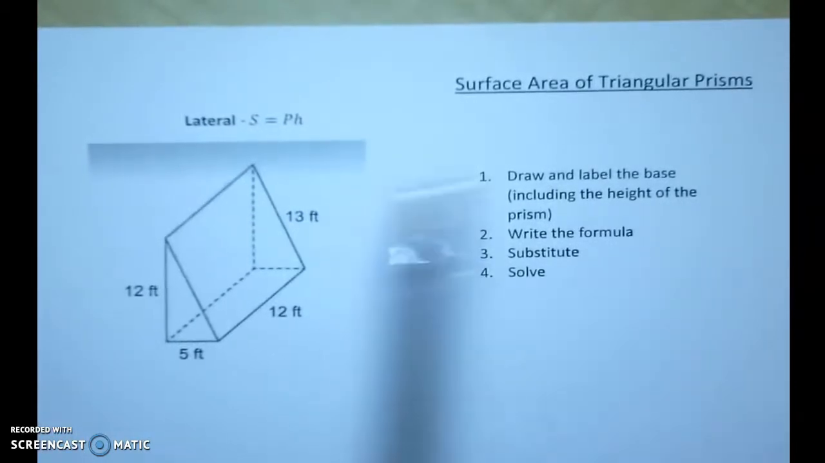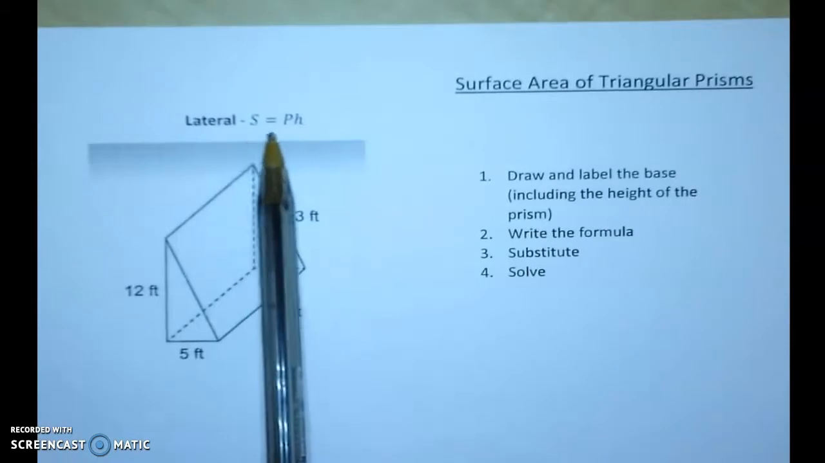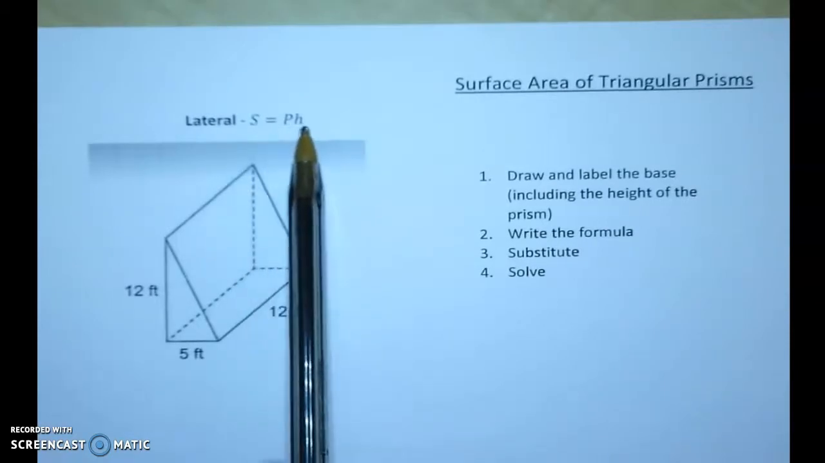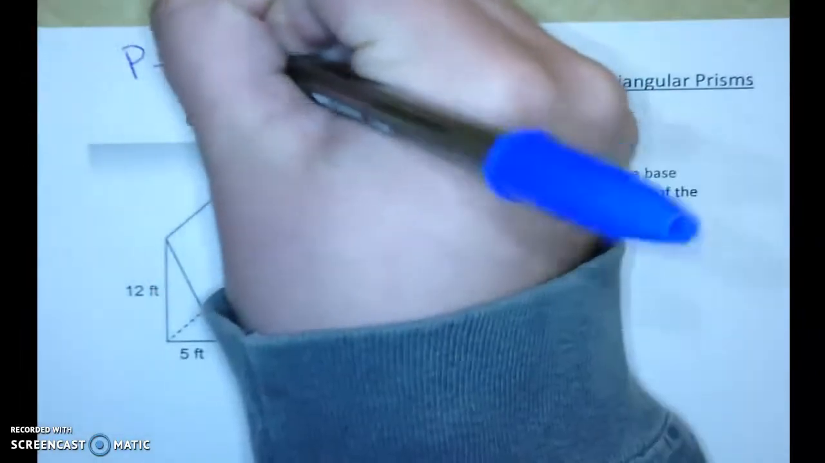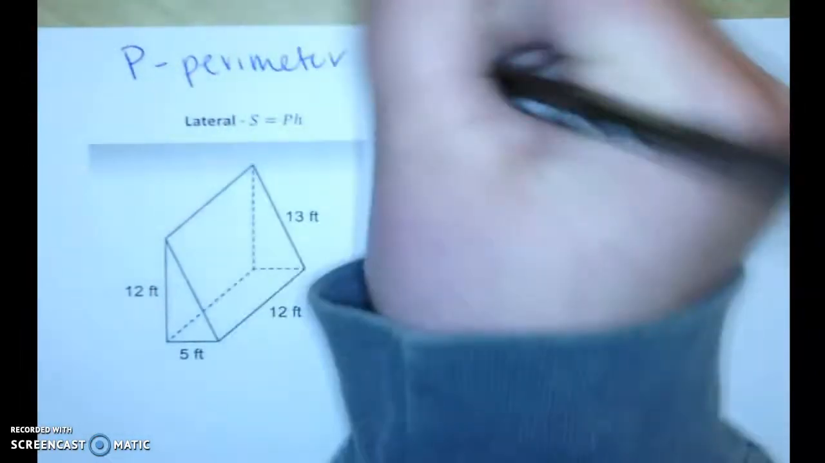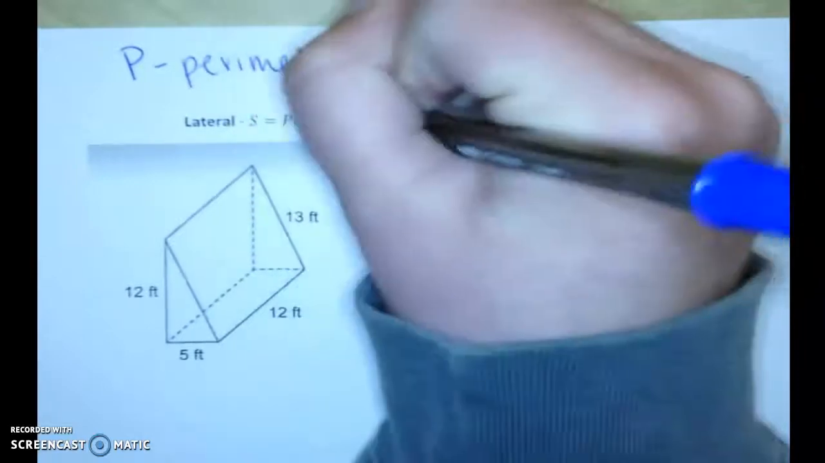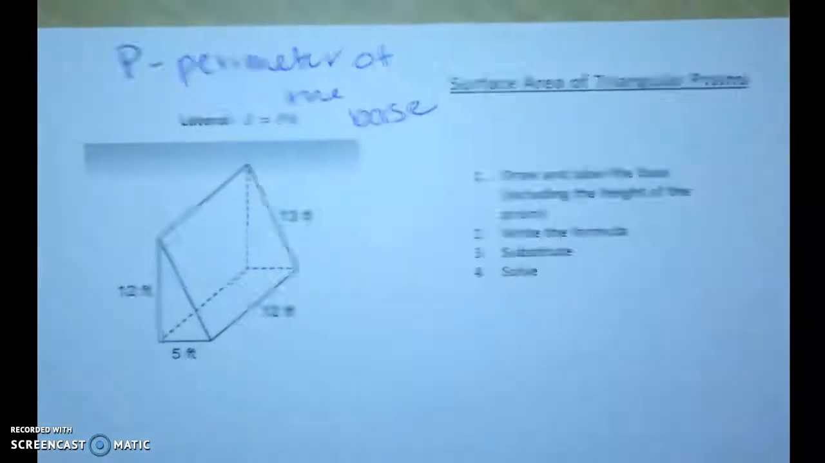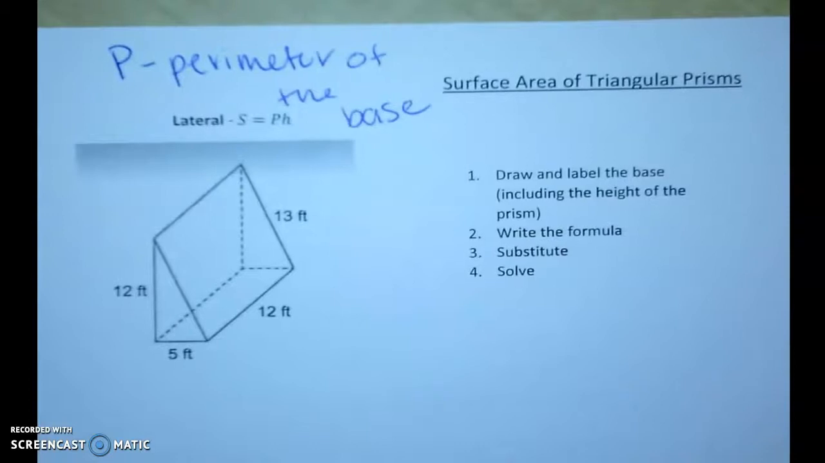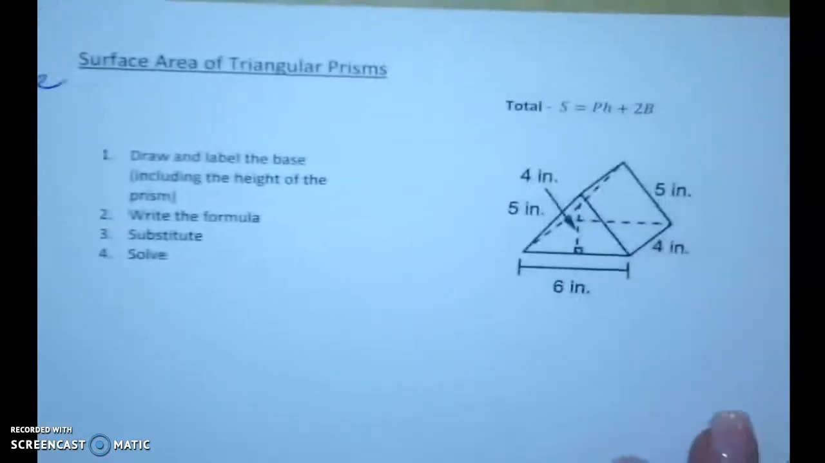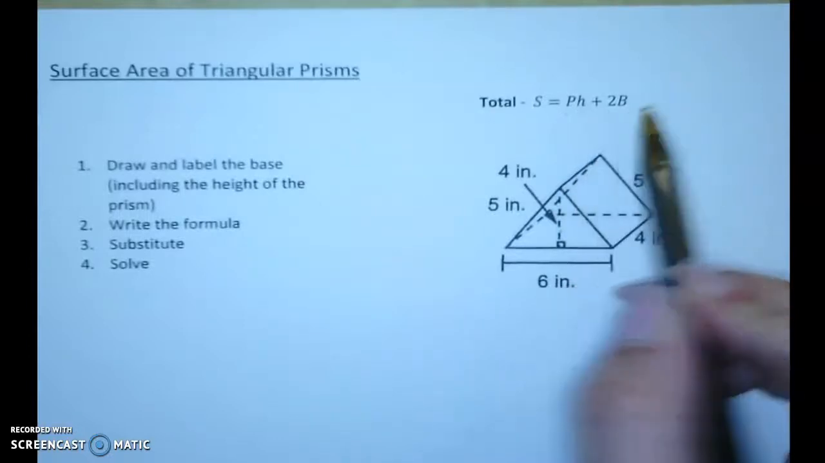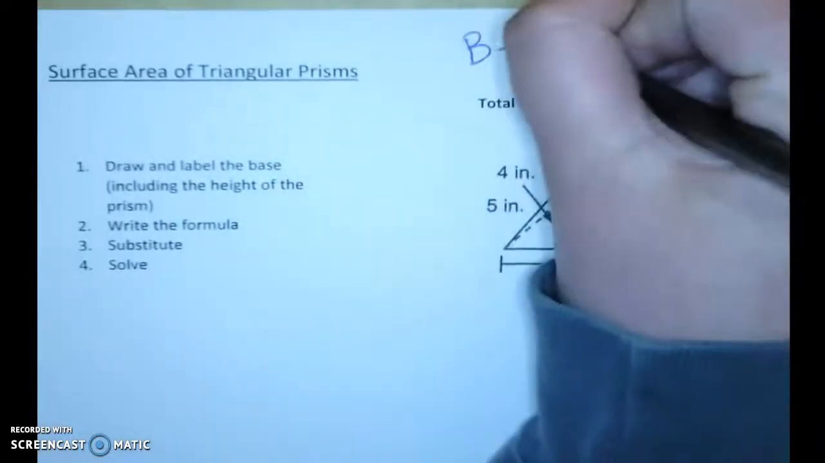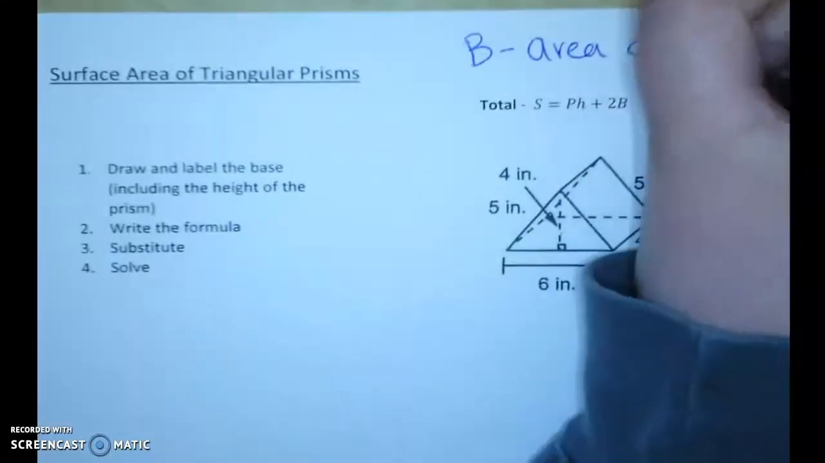We're going to use the same two formulas we use for rectangular prisms because it's the formula for all prisms. For lateral surface area, it's S equals big P times H. And then remember, P stands for perimeter of the base. And then for total surface area, we're using the formula S equals big P times H plus 2 times big B. And remember that B is area of the base.